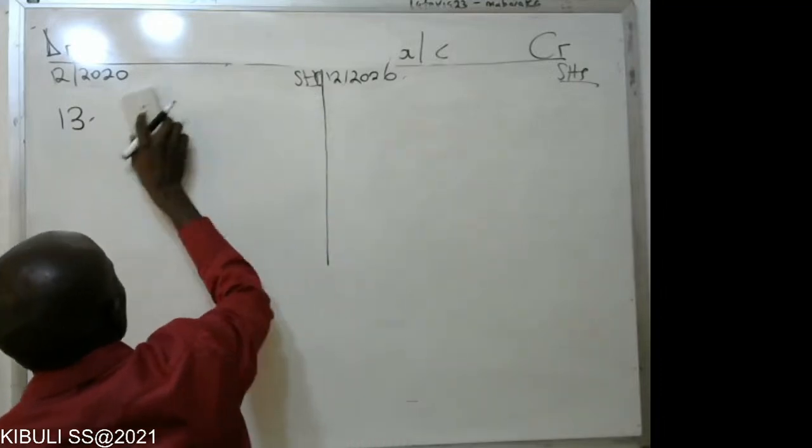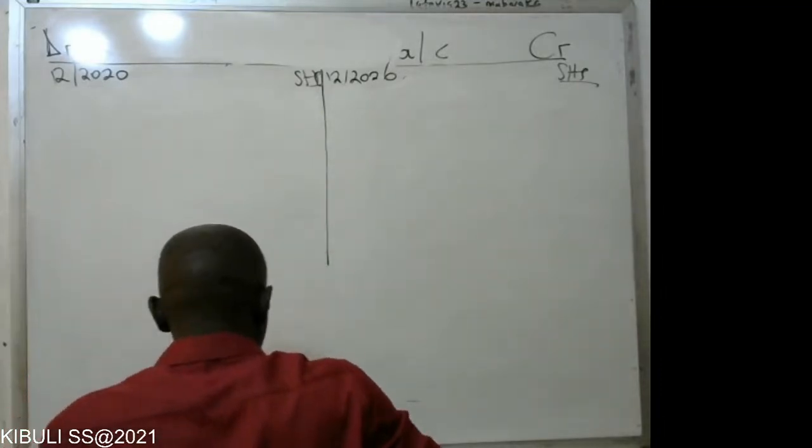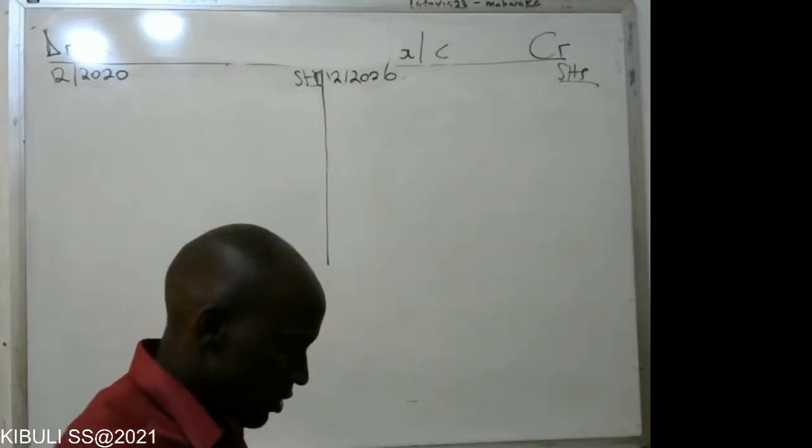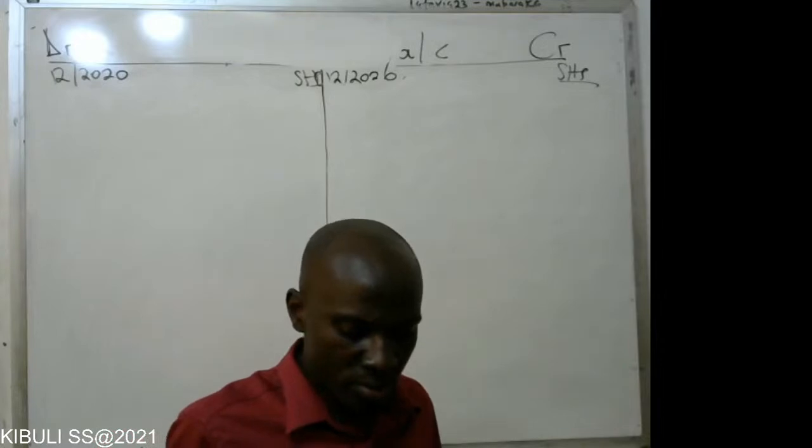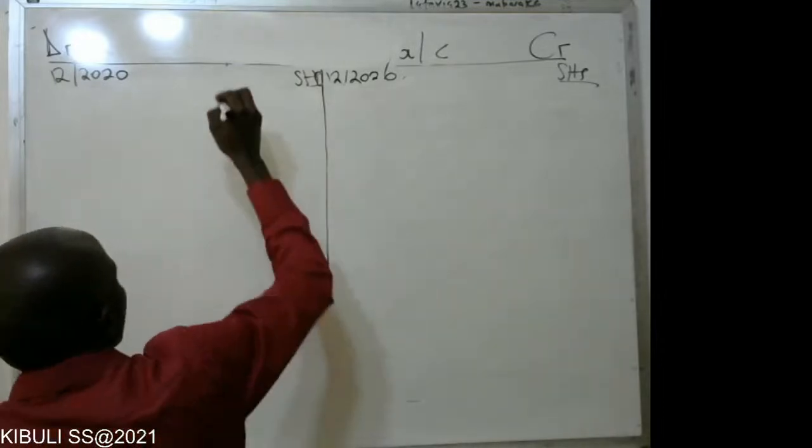Who has identified the next ledger account? We are going to draw. What's the next ledger account? So we have the account for Kate.